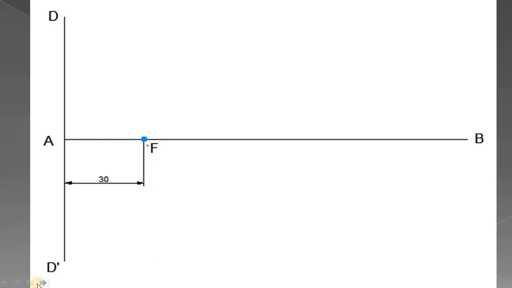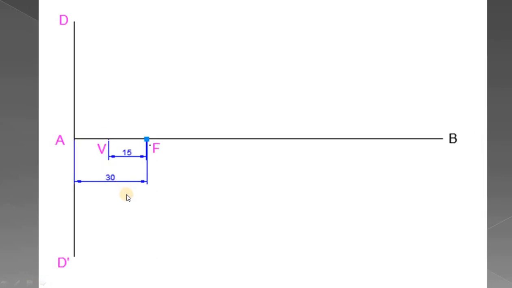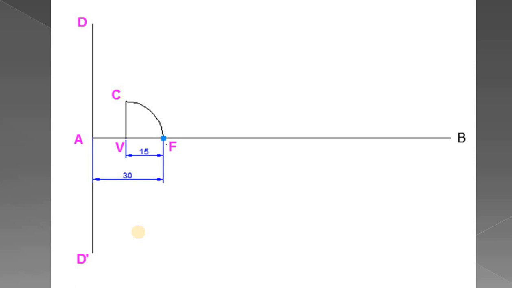Then we need to form the vertex. Since in the problem the moving point should be equidistant from the focus and the directrix, we need to divide this into equal halves, that is, 15 mm each side. So VF should be 15 and AV should be 15. Then next step, mark C: draw one arc from F with VF as radius to cut the vertical line drawn from V. That point can be called C.